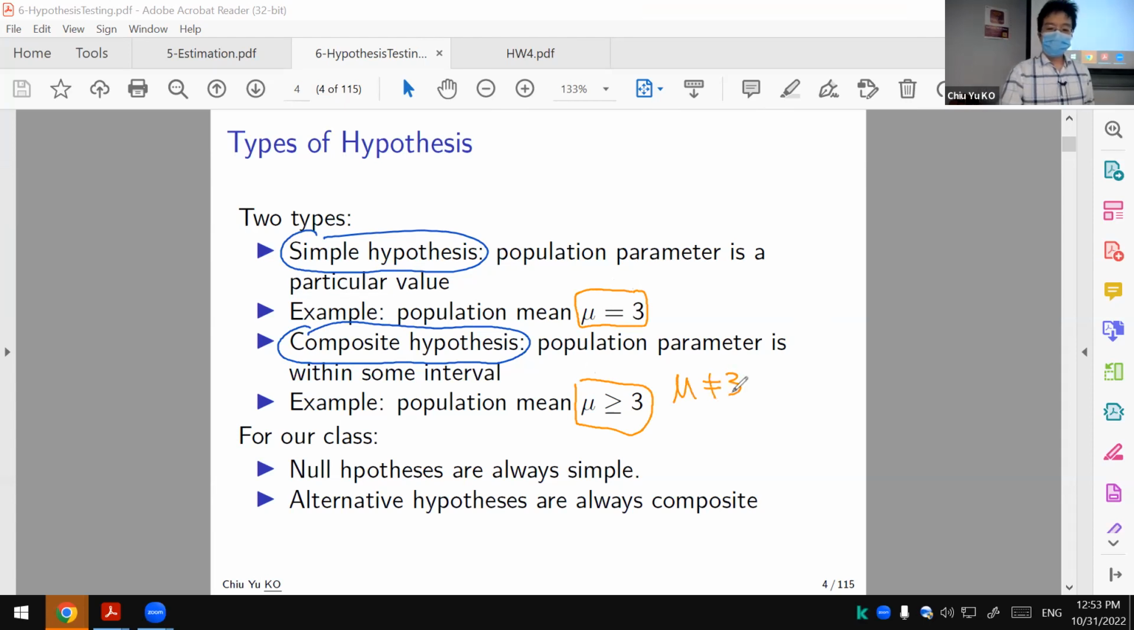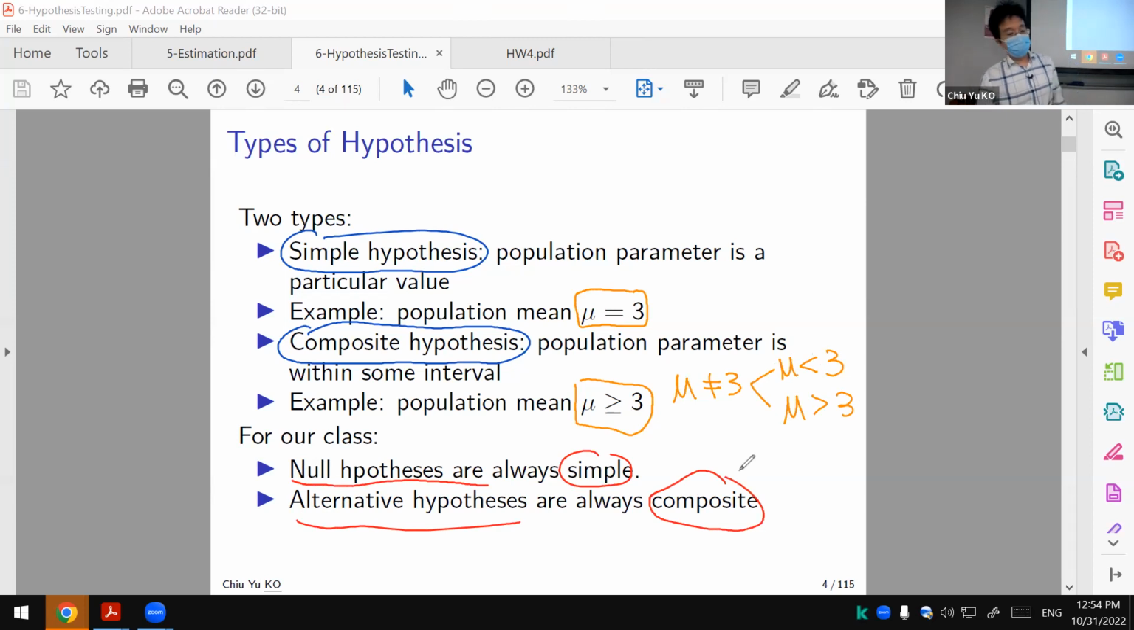What does that mean? It means mu less than 3 or mu more than 3, so it's within some interval, still less than 3 or more than 3. For our class, and in most practice, the null is the simple one and the alternative is composite. You probably ask why we don't have a composite null and a simple alternative.